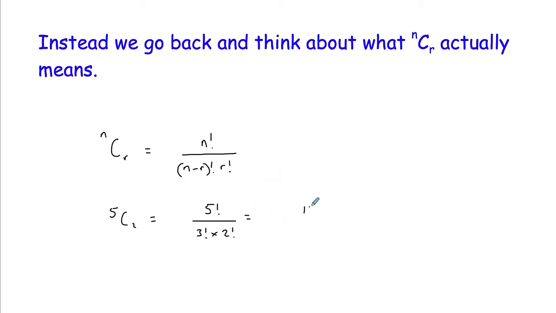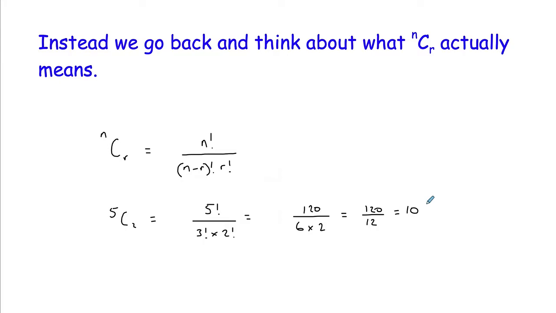5 factorial is 120, 3 factorial is 6, 2 factorial is 2, so that has an answer of 120 over 12, which is nice, that's 10. And you can check that on your calculator. You can check what 5C2 is, and if I've done my maths right, you should get an answer of 10.